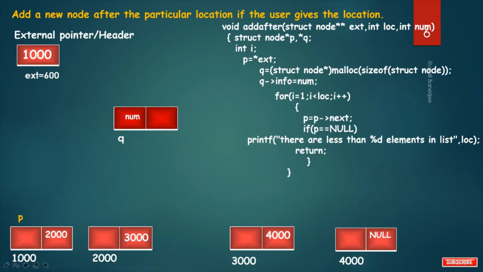First time what is p? It is 1000. So p arrow next. Second time it is 2000. So i value is 2 now. Third time it is 3000. So i value is 3 now. Fourth time it is 4000. So i value is 4 now. Fifth time it is null.